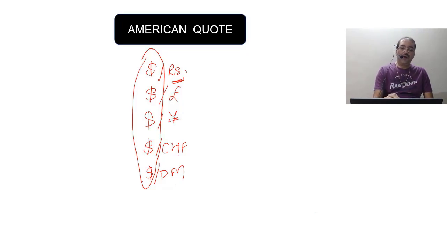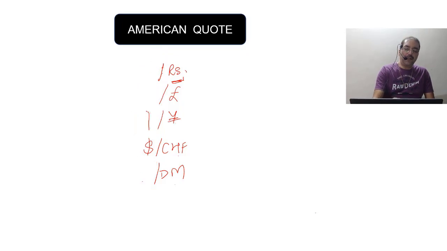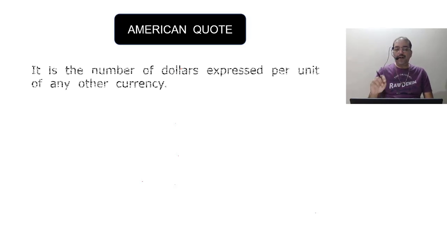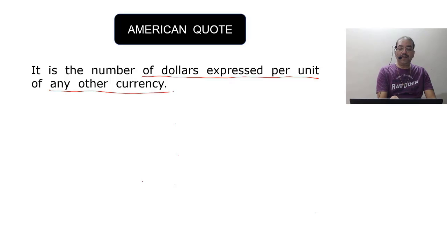So what is an American quote? In simple terms, for a student, how to remember: left hand side currency should always be dollar. Right hand side currency can be any other currency. It can be rupees, yen, euros, pound sterling, or Deutschmark. So when the number of dollars is expressed per unit of any other currency, then it is an American quote.